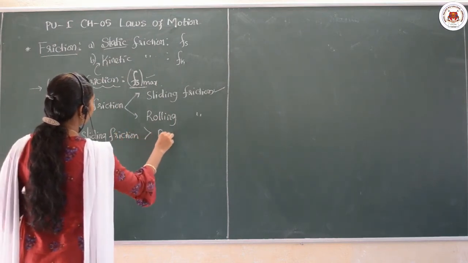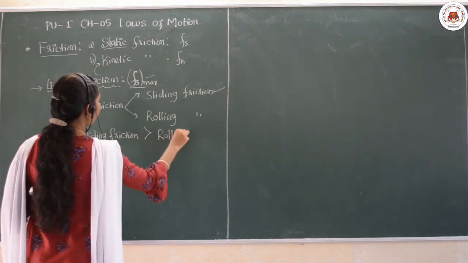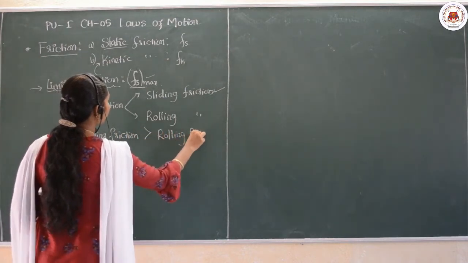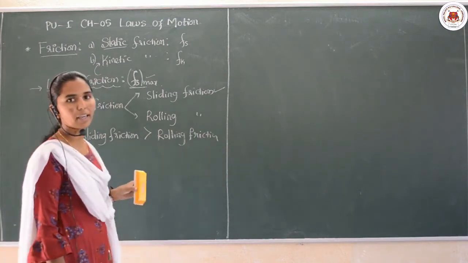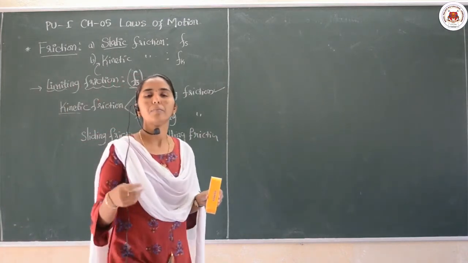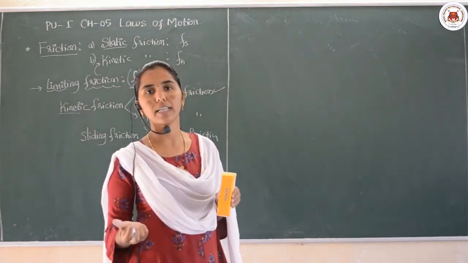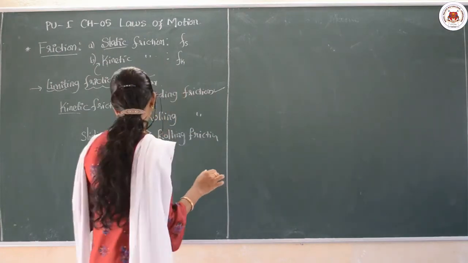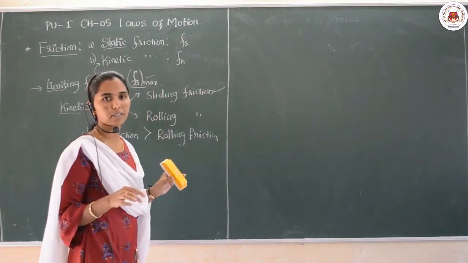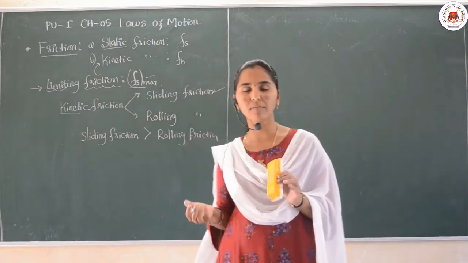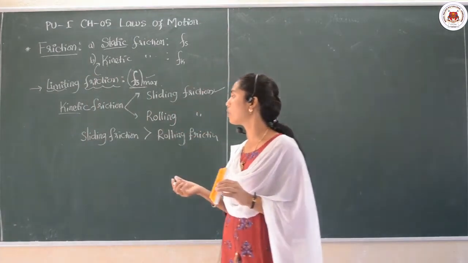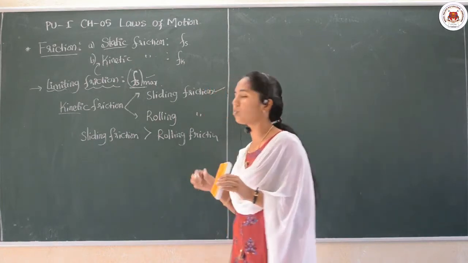Greater than rolling, because its magnitude will change here. Okay, or else you can say the magnitude of the rolling friction is less than that of the sliding friction. Yes, and therefore when we want to reduce the friction, we will convert the sliding friction into the rolling friction only.